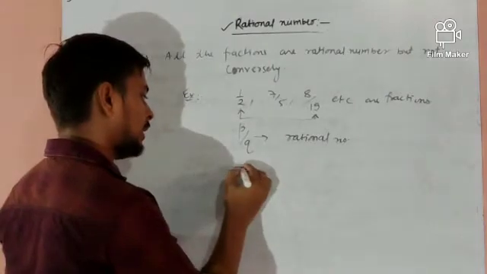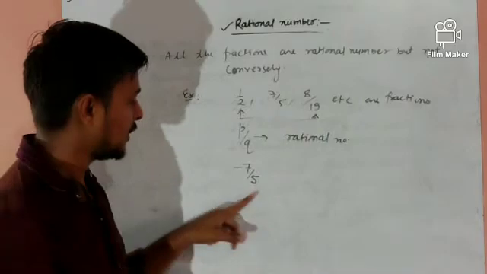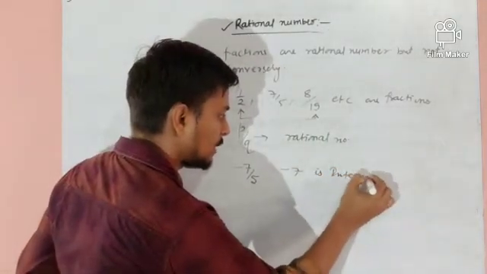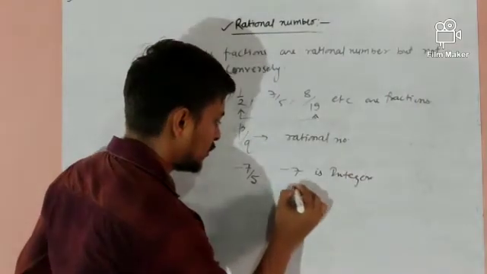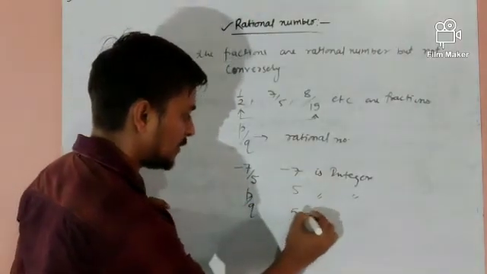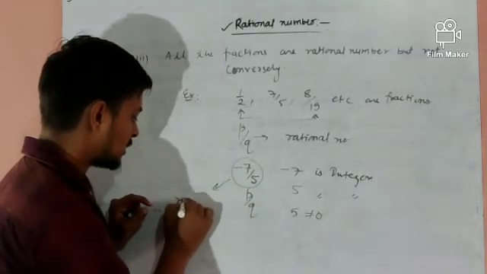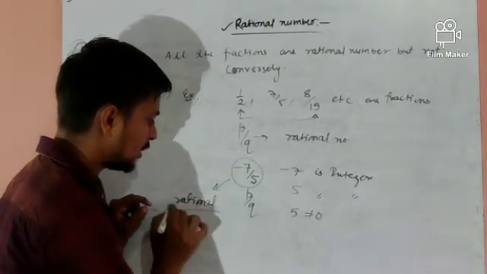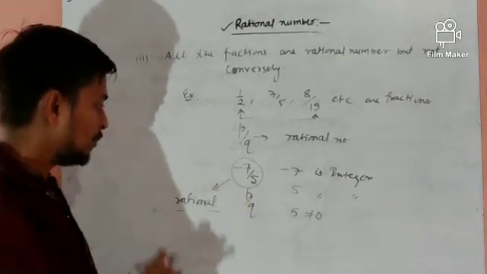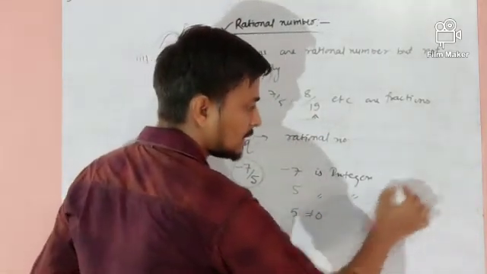But one important thing, just look at this example, minus 7 upon 5. Here minus 7 is an integer, 5 is an integer. This is of the form p upon q, and 5 is not equal to 0. So this minus 7 upon 5 is a rational number. P upon q, q is not equal to 0, p and q are integers. But is it a fraction? Is minus 7 upon 5 a fraction or not?